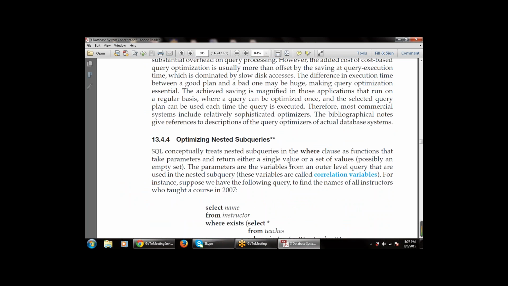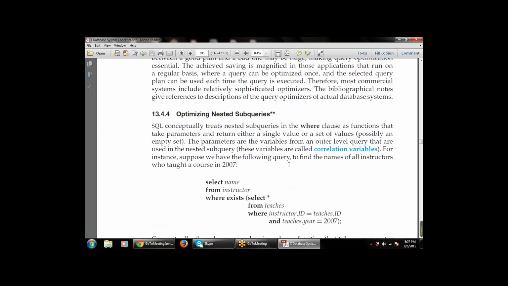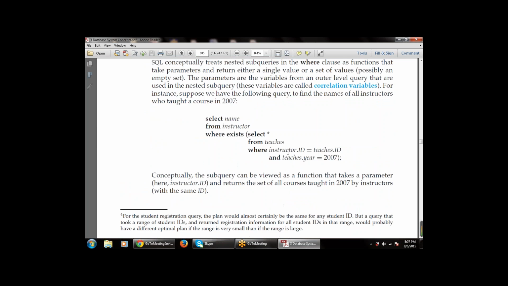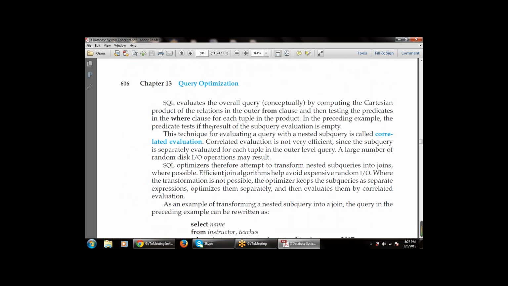Then how to optimize the nested subquery, that is, what are the various techniques to use with nested subqueries. One query is carried out in another query, that is a nested subquery, done by the correlation variables. SQL evaluates the overall query conceptually by computing the Cartesian product of the relations in the outer from clause and then testing the predicates in the where clause for each tuple in the product.